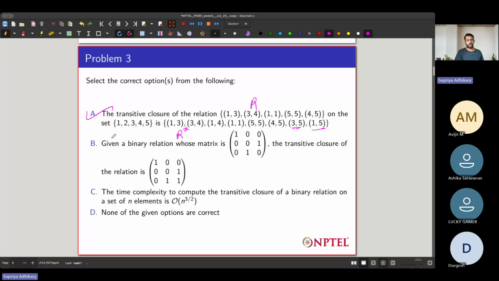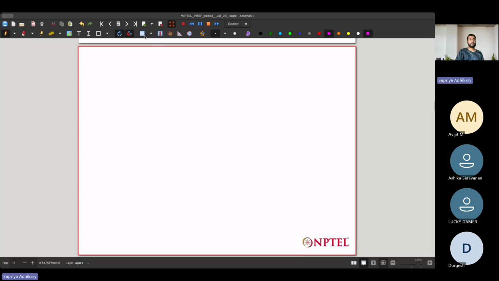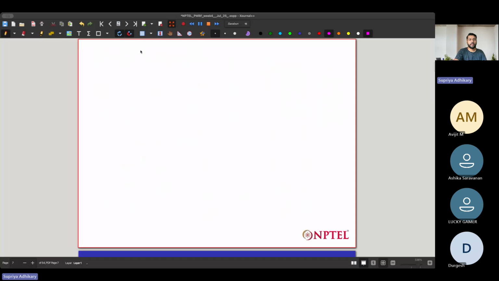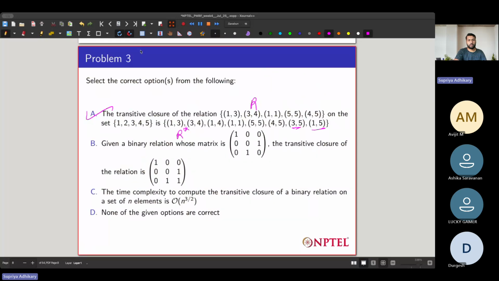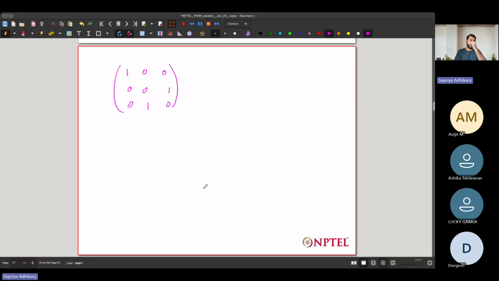Okay, so now the second one is that given this binary relational matrix, we have to find out the transitive closure, and we have to verify whether this is the transitive closure or not. So we can again use Warshall's algorithm. The matrix that is given is 1 0 0 0 0 1 0 1 0. So this is the matrix that is given, and we have to find out the transitive closure. So this is our W0.